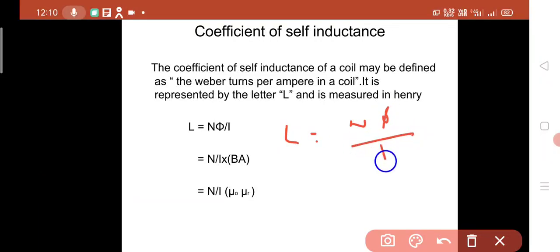So L is equal to N phi by I. So L is N by I into B by A, where B is equal to mu naught mu r.